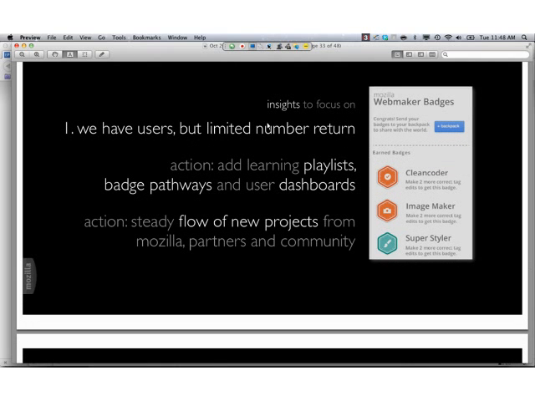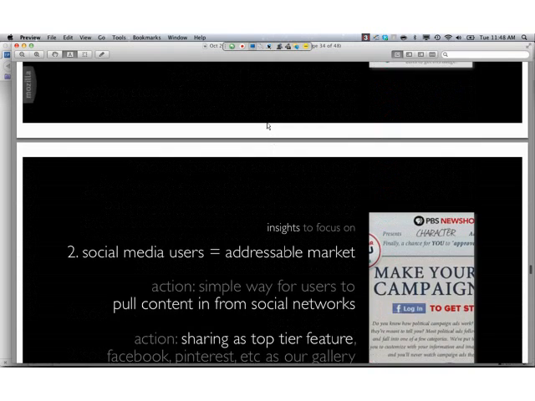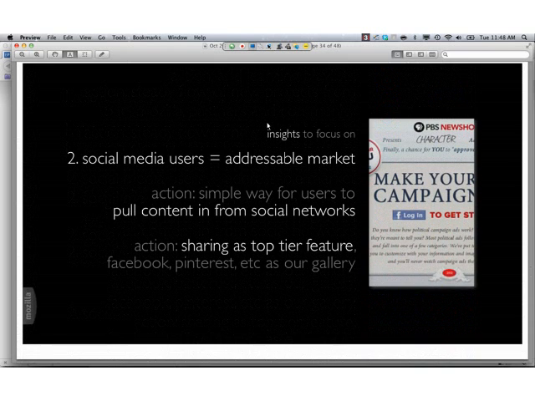The second one is, I don't have these memorized like Mark, is that social media is an addressable market. The people that are already posting on Tumblr or already using Twitter are people that potentially already have something to say and are comfortable with sharing it. So that does seem like a kind of low-hanging fruit for us.